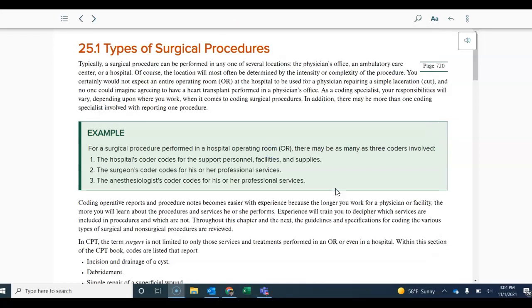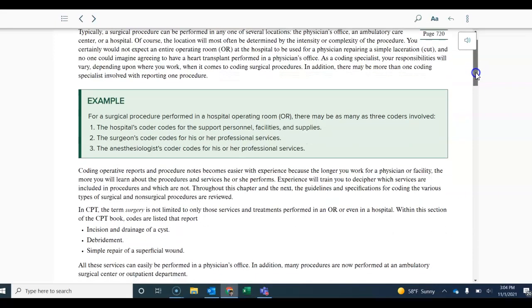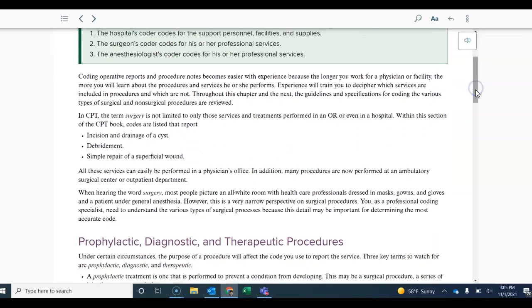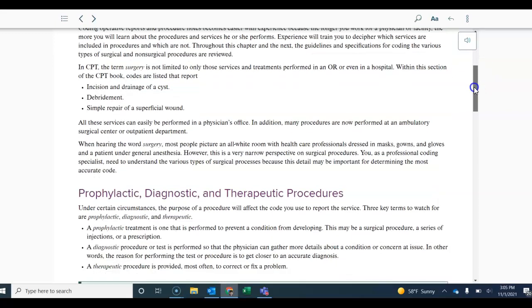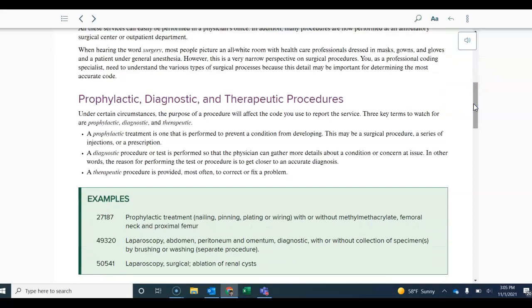So let's talk about what a procedure is. Surgery is essentially a procedure. It can be incision and drainage, a debridement, a repair of a wound. Okay, it can be diagnostic, something like a scope, like endoscopy, bronchoscopy, things that diagnose the problem. And then it can be therapeutic, to fix a problem.